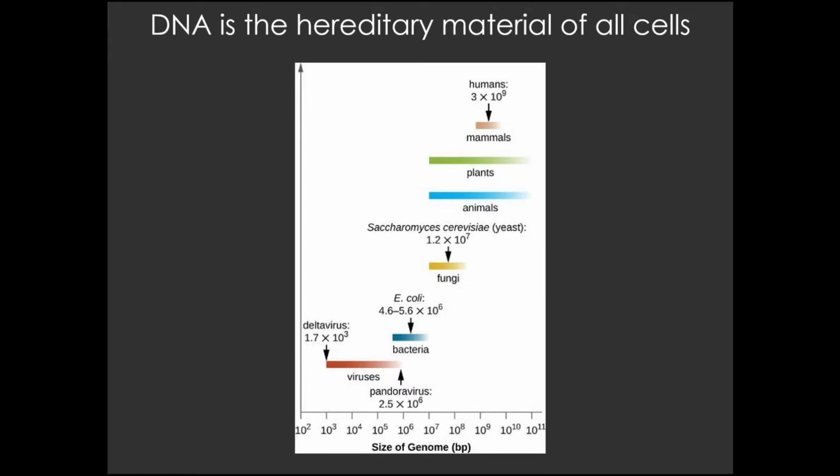Plants, surprisingly, maybe have lots and lots of DNA. A lot of them are tetraploids, which means they have multiple copies rather than just being diploid. But the take home here is that DNA is the hereditary material of all cells. And that's thanks in great part to the work of people working with microorganisms.